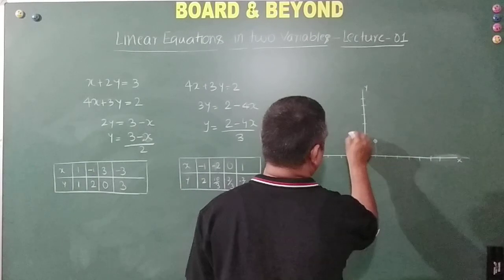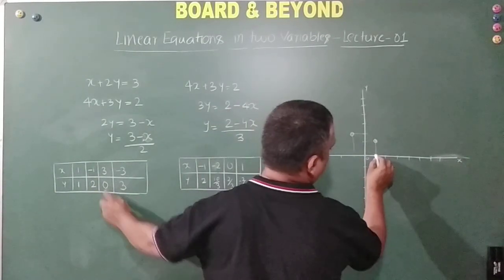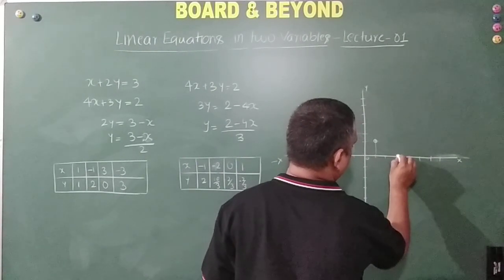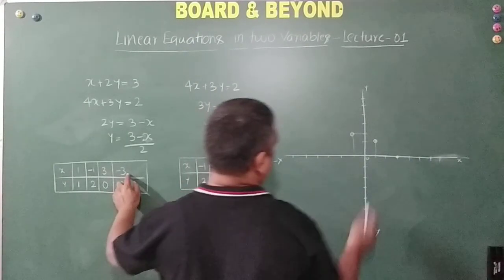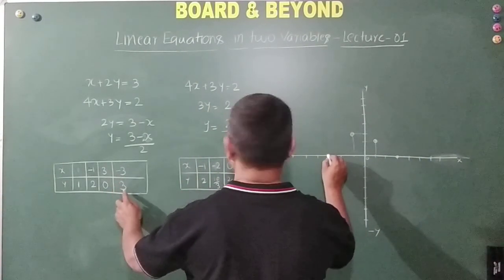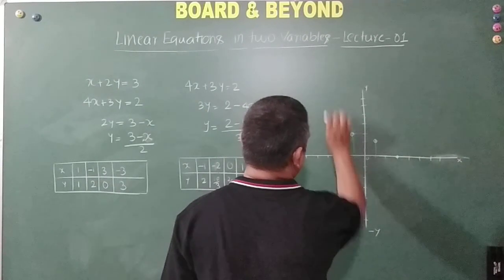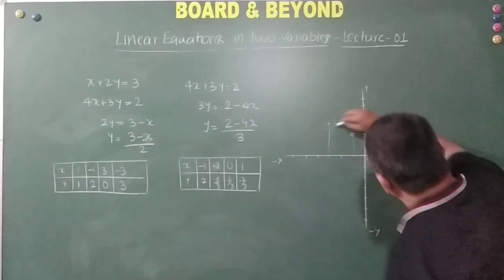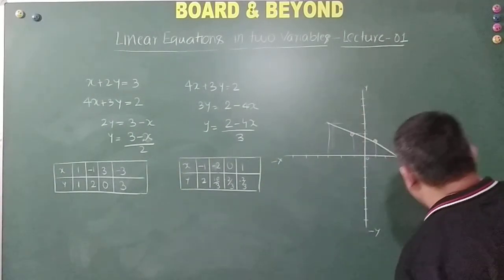So this point, x is equal to 3, y is equal to 0. X is equal to 3, 1, 2, 3, y is equal to 0. So this point, okay? X is equal to minus 3, y is equal to 3. Sorry, a little this side. Okay, so this point. So now what do we see is, this is not done that correctly.